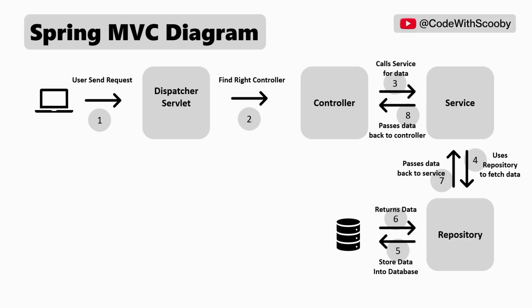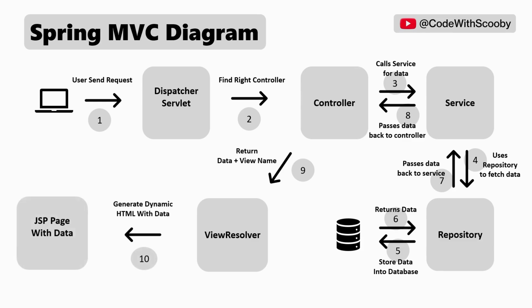The controller processes the data and prepares a response. It returns the data along with a view name to the dispatcher servlet. The dispatcher servlet uses the view resolver to match the view name with the actual JSP page. Finally, the JSP page is rendered with the data. The user receives the final HTML page in their browser. So, this is the complete request and response flow in Spring MVC.